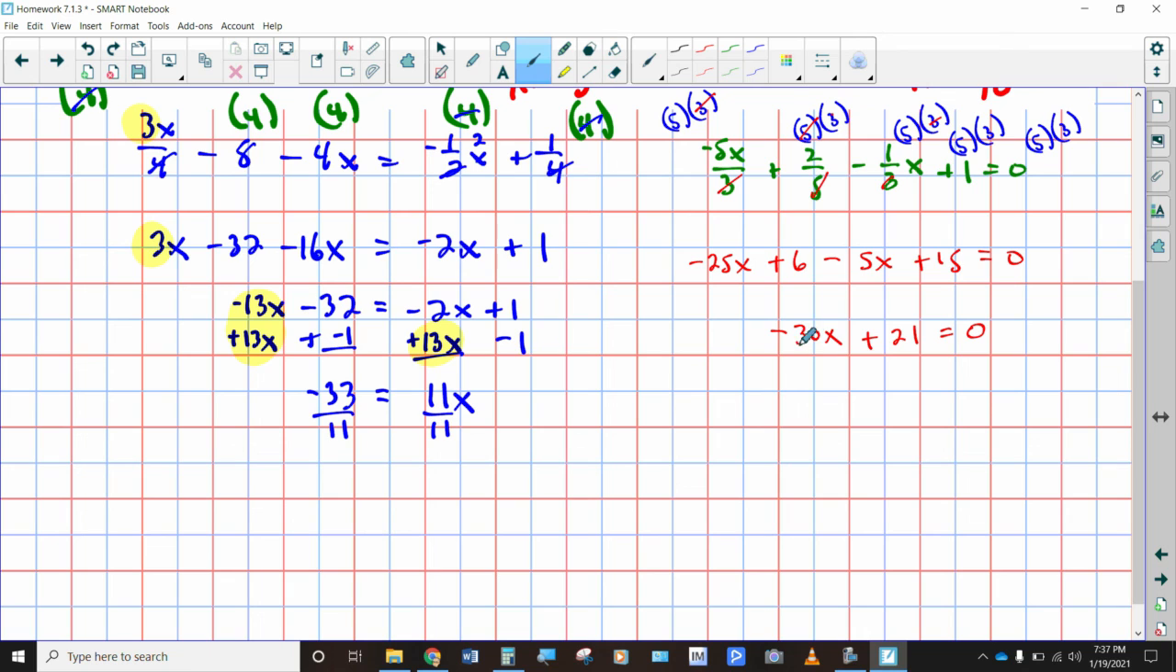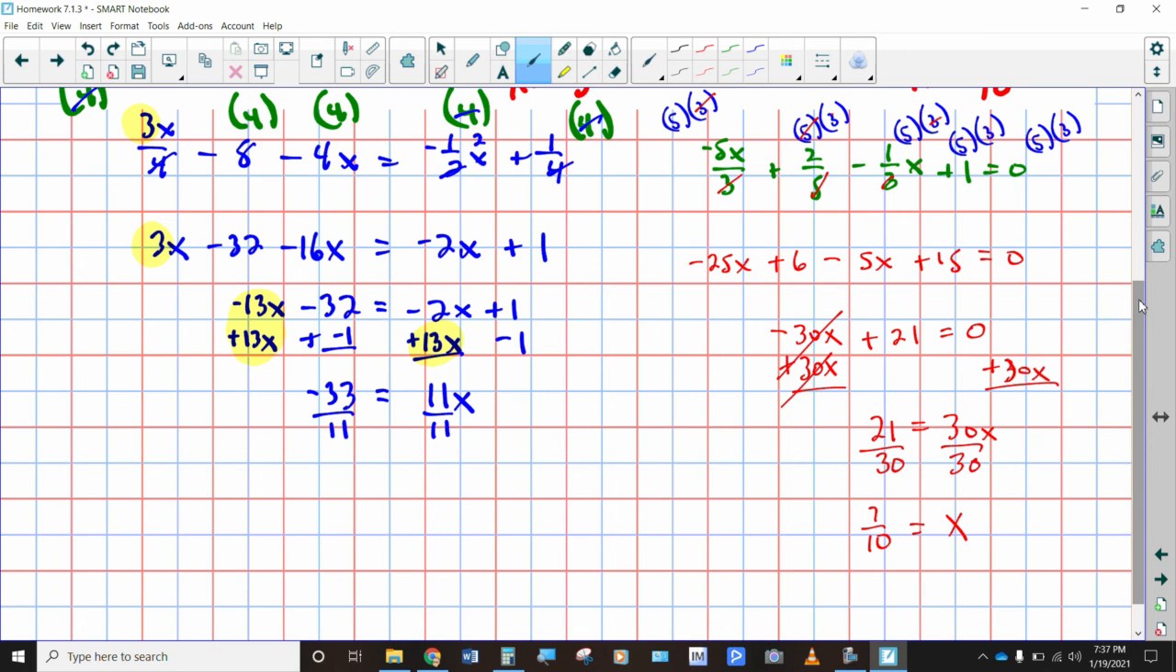So now I'm going to move my x's to this side by adding 30x's to each side. So it's going to become 21 is equal to 30x, right? Because whatever you add to one side of the equation, add the same thing to the other side. So your term turns into its opposite when you move it to the other side. So they cancel. And now we divide both sides by 30. And 21 over 30 is the same as 7 over 10. So the answer to this is 7/10 for x.